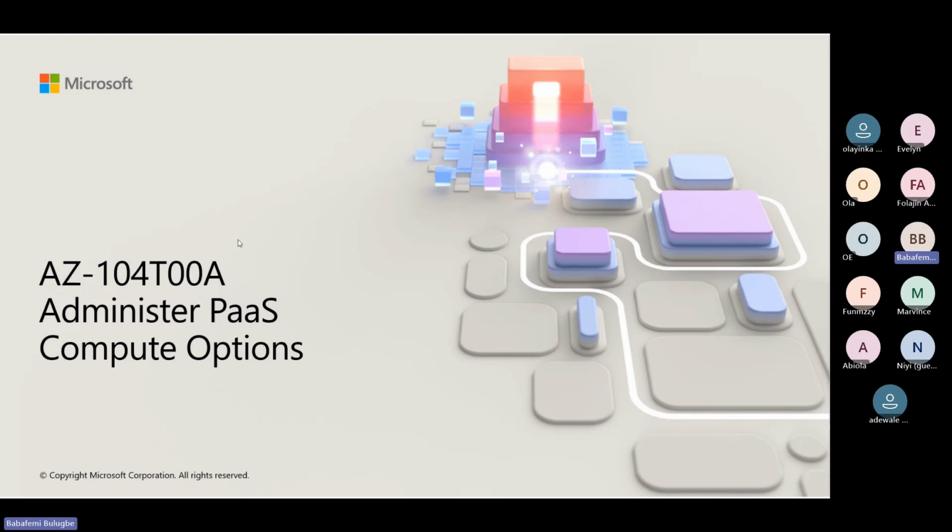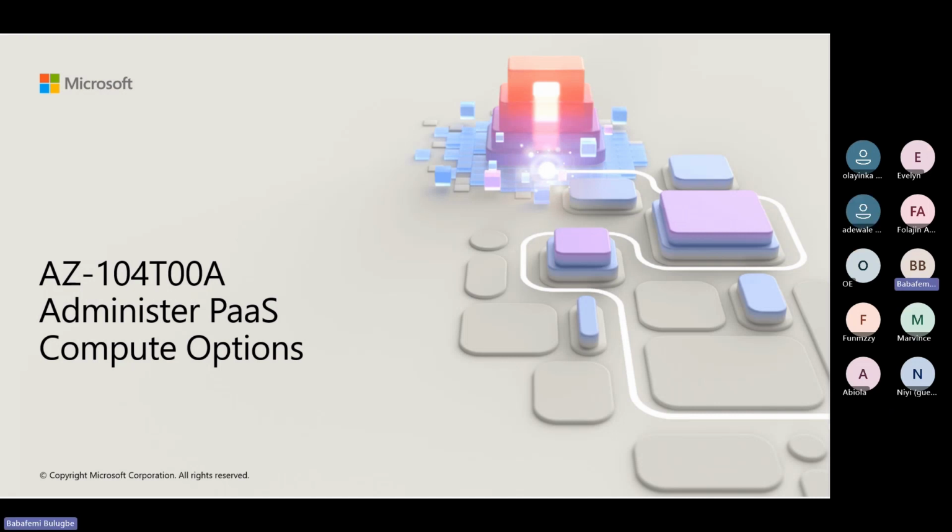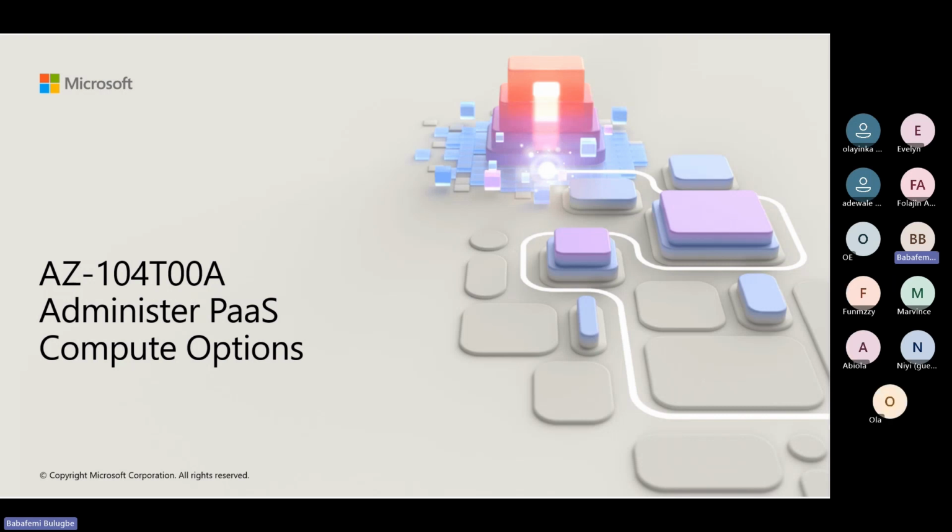So today we are going to be talking about how to administer PaaS compute options. Yesterday we talked about virtual machines, and virtual machines is actually one of the technologies when it comes to Azure Compute. So with Azure Compute, we have different compute options: virtual machines, Azure Kubernetes Service, Container Instance, App Service. I'm sure we talked about these during the fundamentals class.